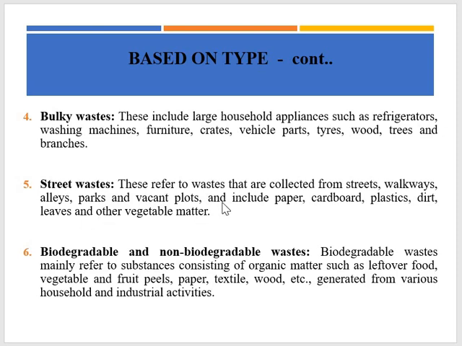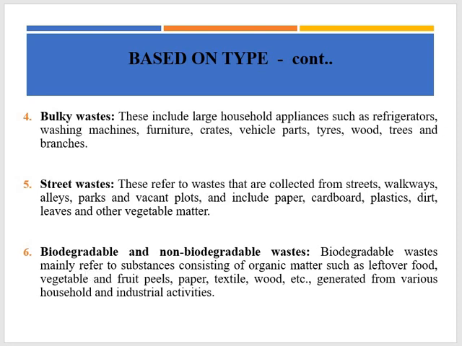Next is street waste. So this waste is collected from streets, walkways, alleys. Alleys are small, short paths. Then parks and vacant plots, and it includes paper, cardboard, plastics, dirt, leaves, and other vegetable matter. So special attention is needed in order to clear this garbage from the streets.